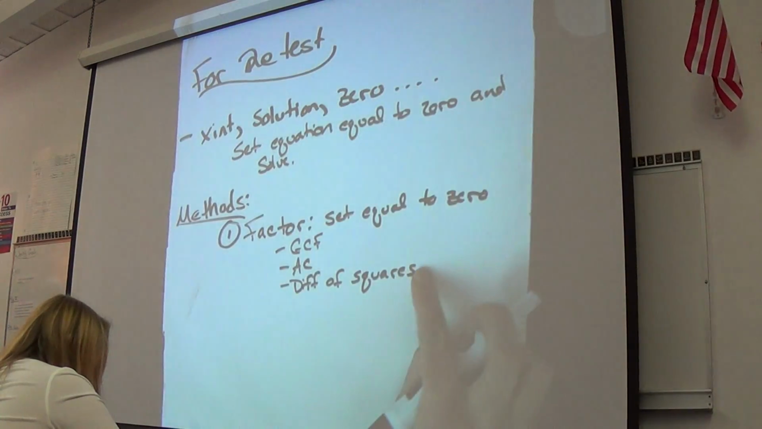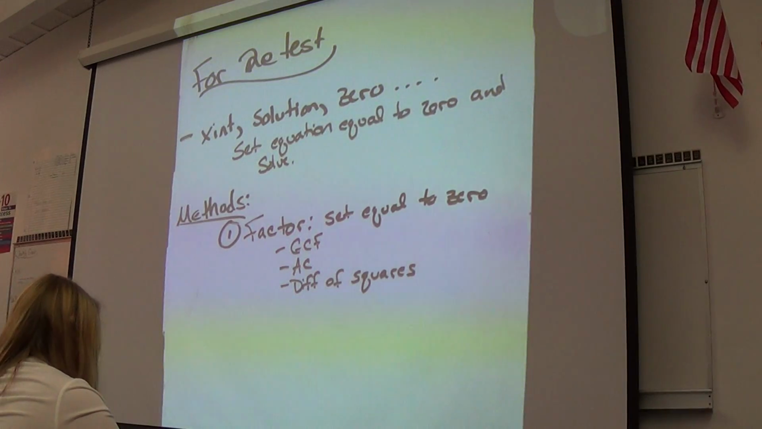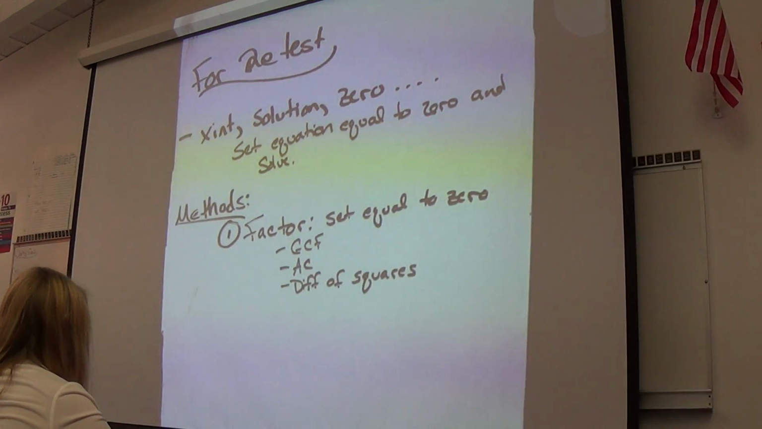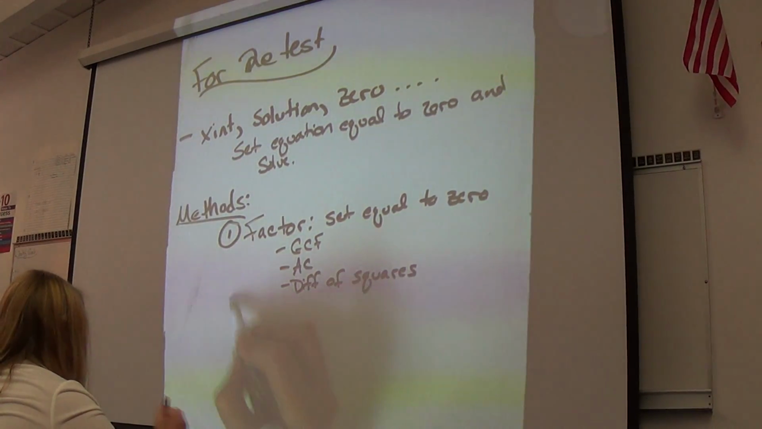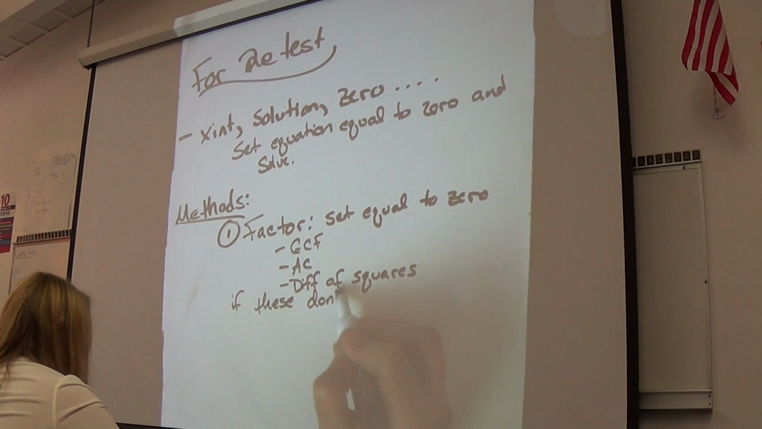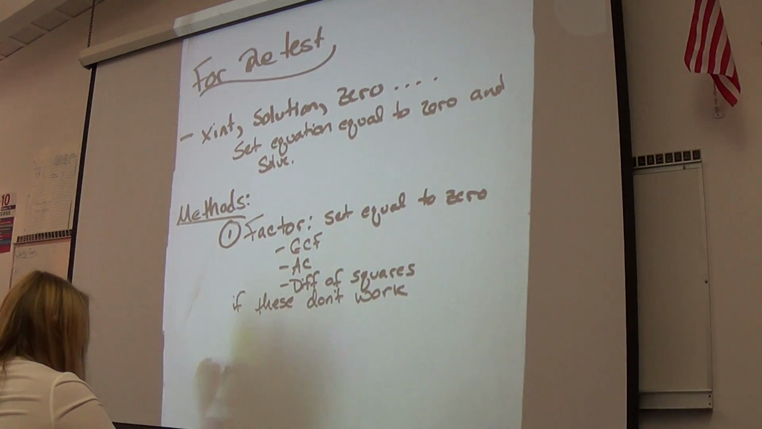Difference of squares, if you're going to forget one, is probably the better one to forget because you can solve it by square root method. You don't have to solve it this way. Okay, so difference of squares. All right. If these don't work, so that's where you should start. If they don't work, then you have two separate choices.